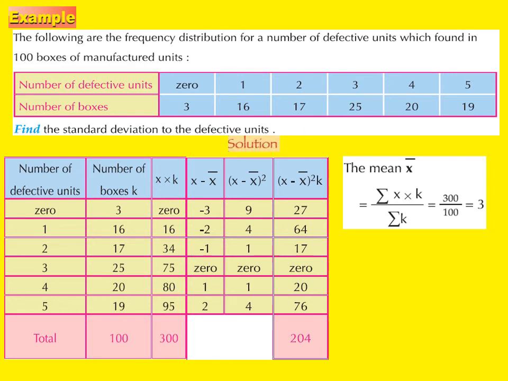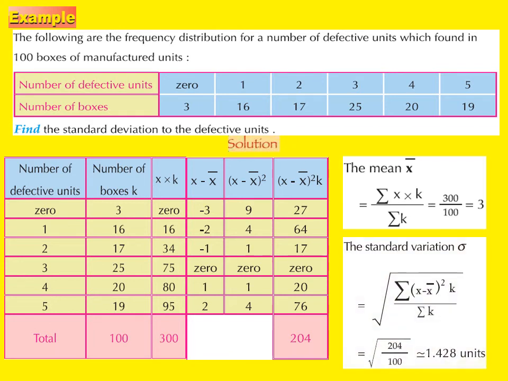x minus x bar, (x minus x bar) all to the power 2, and (x minus x bar) all to the power 2 times k. Then sigma equals square root of sum of (x minus x bar) all to the power 2 k over sum of k equals square root of 204 over 100, approximately equals 1.428 units.